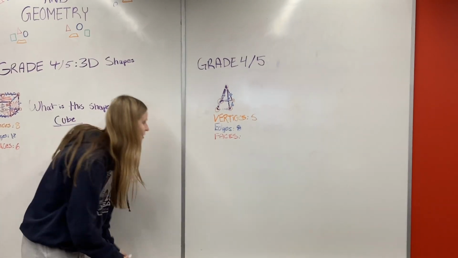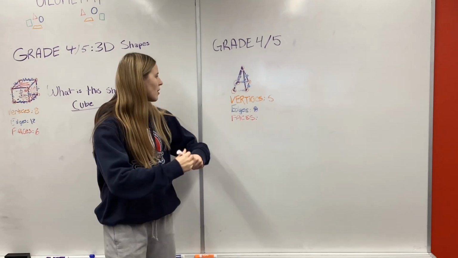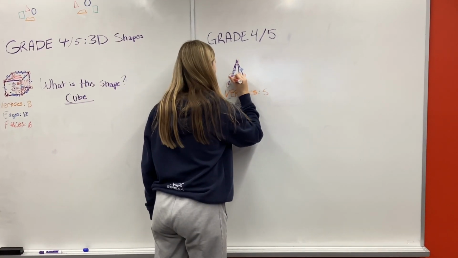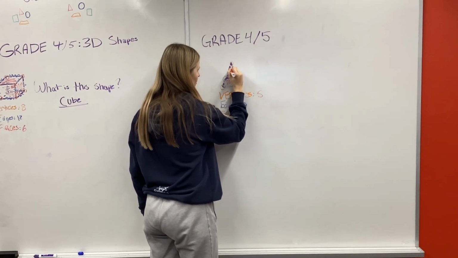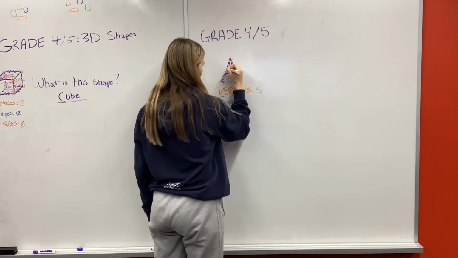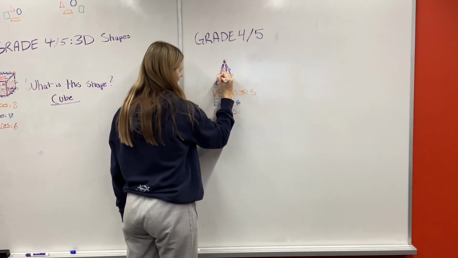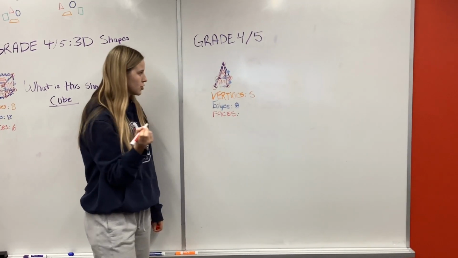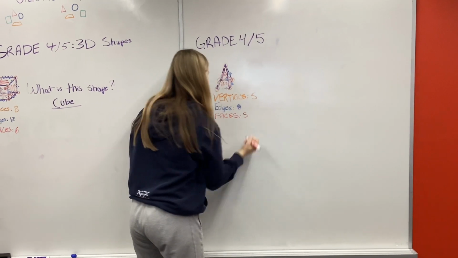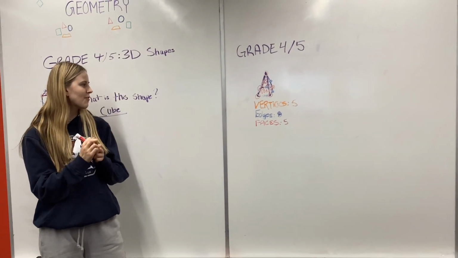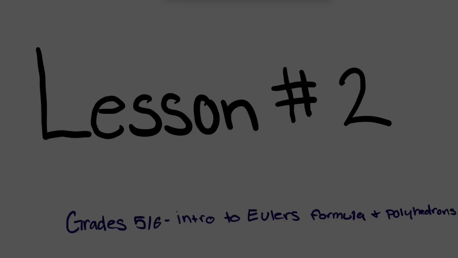Okay, and lastly, faces. Does anyone know how many faces are here? 4. We have our one big face. 1, 2, 3, 4, and here. Sorry, it's a little hard to see. And then our last one is on this side in between those 2 lines. So there's also 5 faces. Perfect. Now we all know how to find our vertices, edges, and faces of 3D shapes.